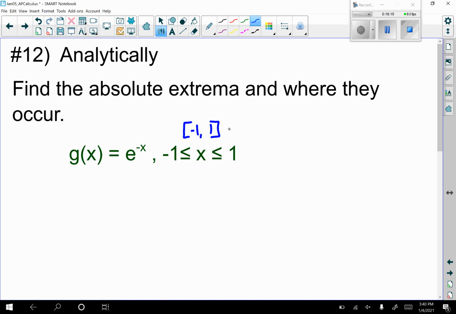Now we do know the function y equals e to the x, y equals e to the negative x. We've worked enough with these exponential functions here to know that it is continuous. So the extreme value theorem is met. We are looking at a continuous function on a closed interval. So what we're going to do first is find our first derivative.